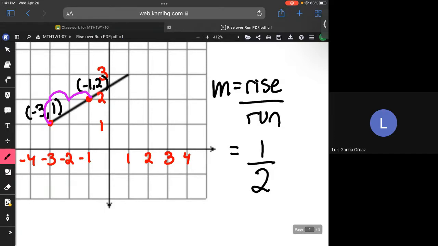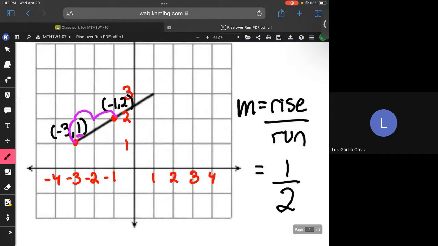Yes, Austin? Can you tell me how it works? Okay. So my first y value, we're going to focus on my rise. My first y value is 1, and my second y value is 2. So how do I get from 1 to 2? What do I have to add? 1, right? My first x value is -3. My second x value is -1. So to get from -3 to -1, what do I have to add? Yeah. So 2 to the right, which is why you get a rise of 1 and a run of 2, which is why your slope is 1 over 2.